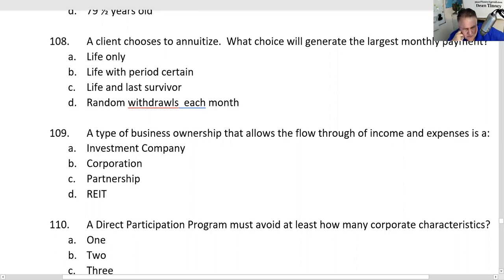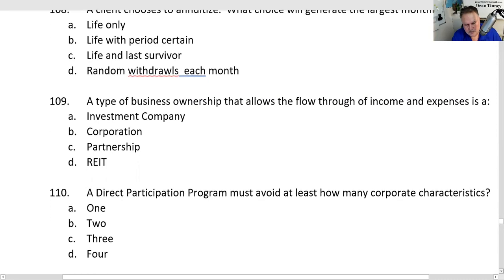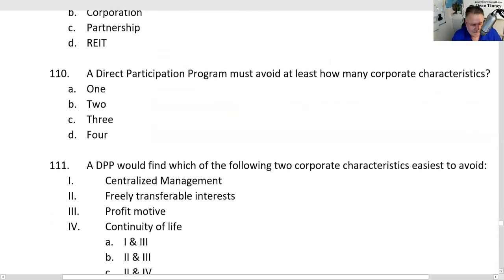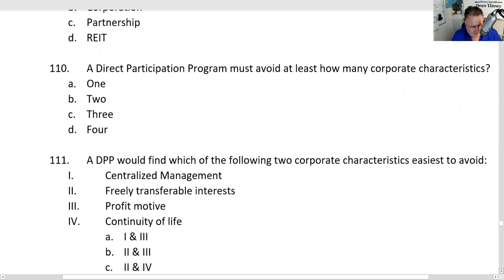109, type of business ownership, flow through. That's very much a test question. A partnership, a direct participation program. That's very much a test question as a flow through. And by the way, the IRS hates partnerships. Why? Because the money is flowing through and the tax consequences are only realized once. And so they have to avoid, test question, at least two corporate characteristics.